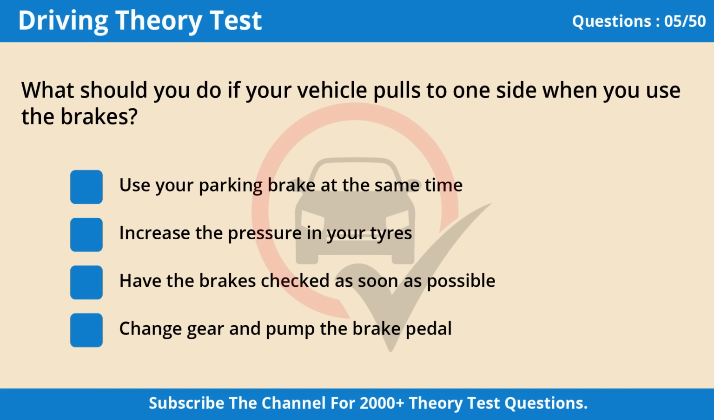Question 5. What should you do if your vehicle pulls to one side when you use the brakes? A. Use your parking brake at the same time. B. Increase the pressure in your tires. C. Have the brakes checked as soon as possible. D. Change gear and pump the brake pedal.